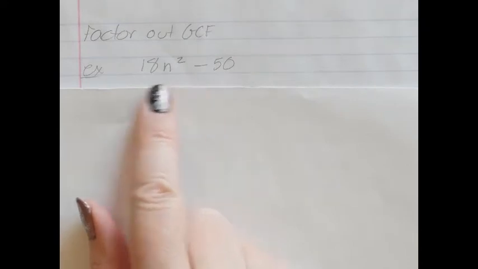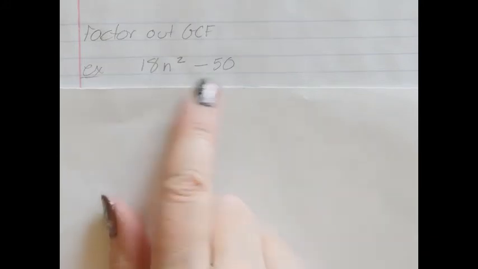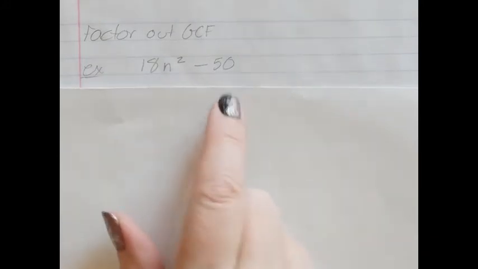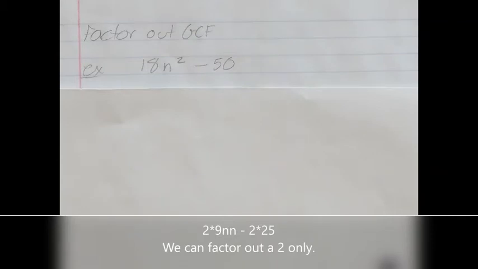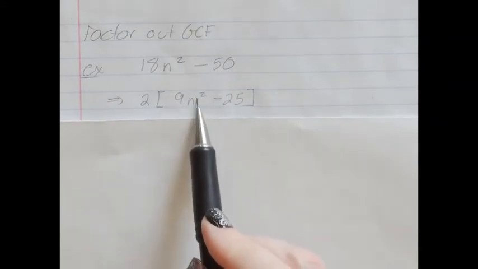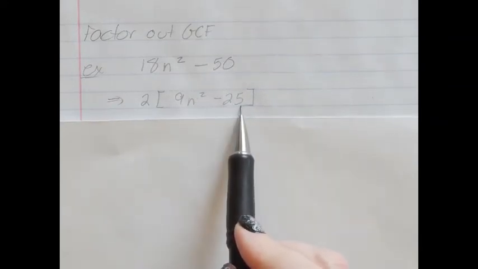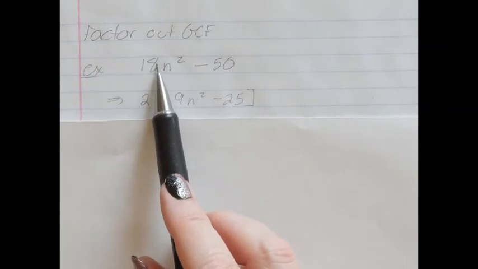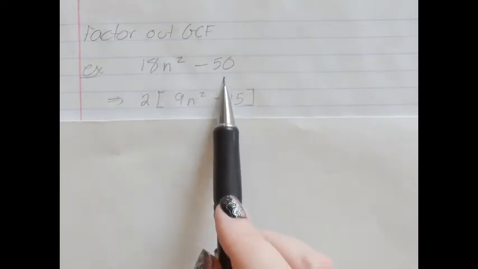18 and 50 are both even. Because they are both even, that's interesting. So let's start out with that. If they're both even, they are divisible by 2. In other words, I'm going to factor out the 2, and I am left with 9n squared minus 25. 2 times 9 is 18. 2 times 25 is 50.